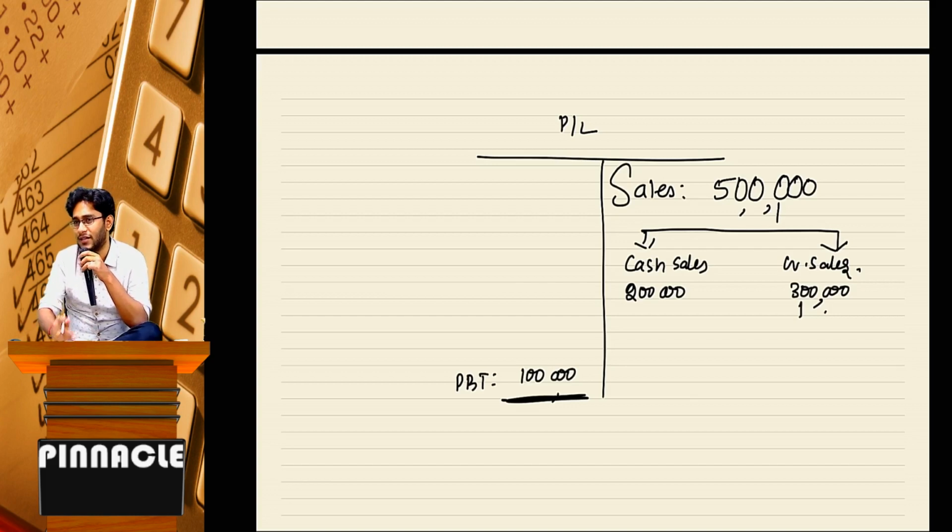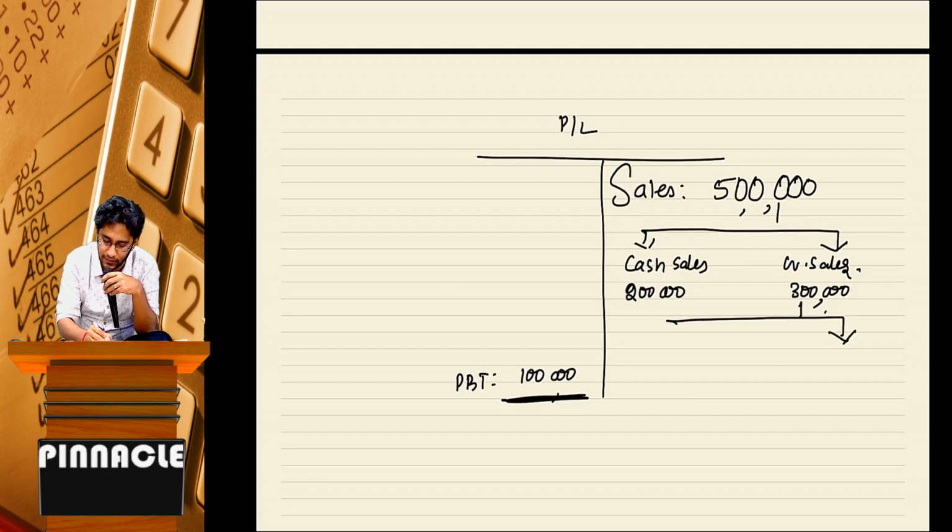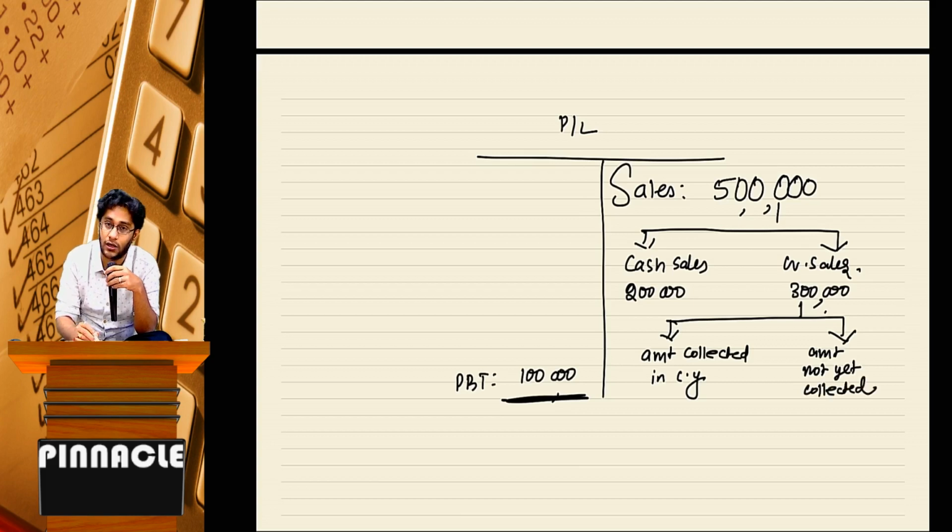Credit sale means, at the time of sale, money is not collected. But during the year, money might have been collected. Correct? So credit sales, again split. Amount collected in current year, amount not yet collected by the end of the year. Whatever is not yet collected by the end of the year, that is closing debtors at 35,000 rupees. The remaining amount is the amount collected.